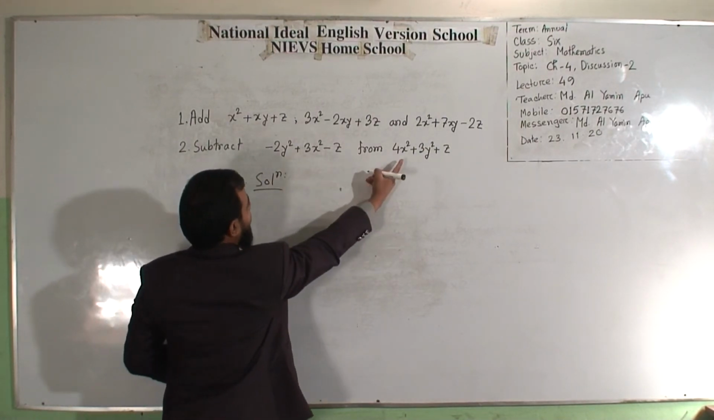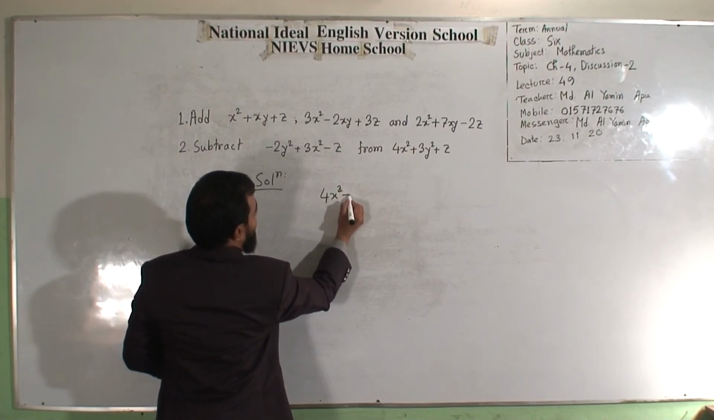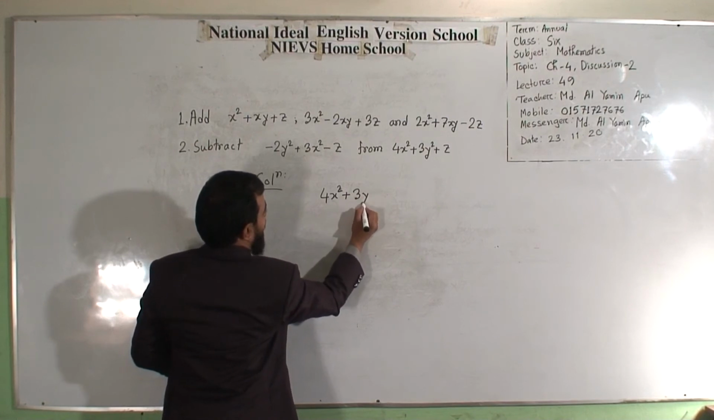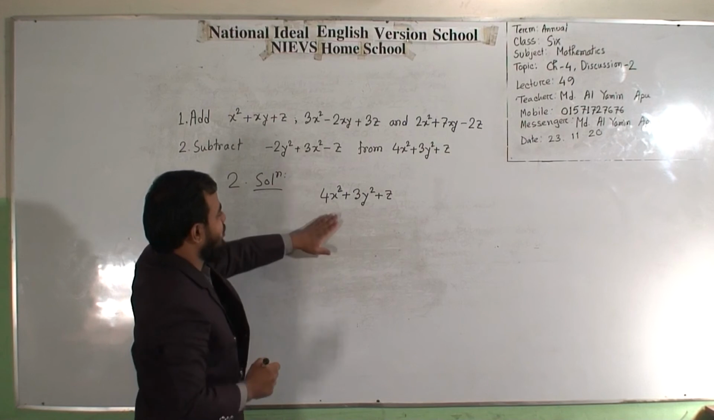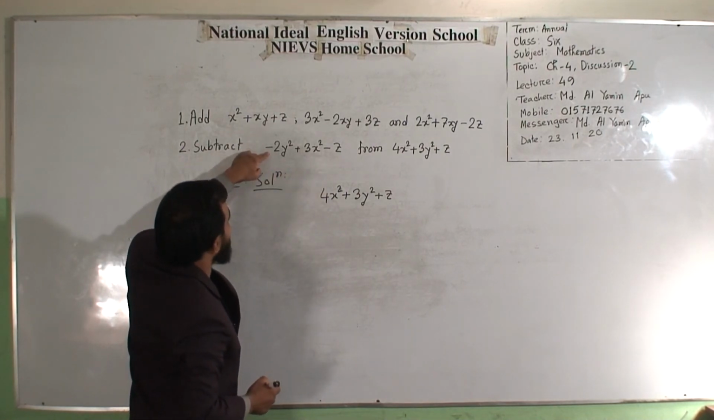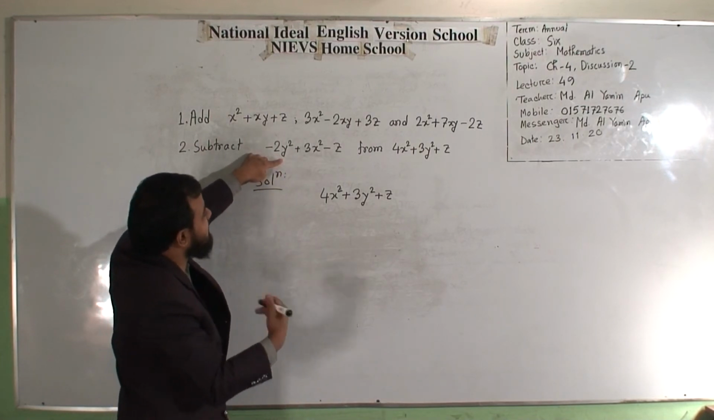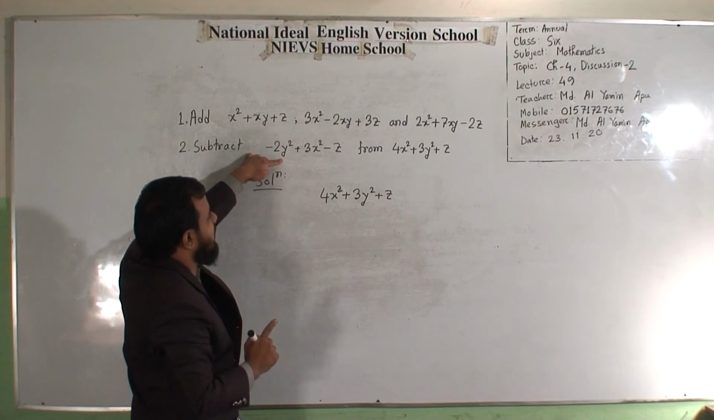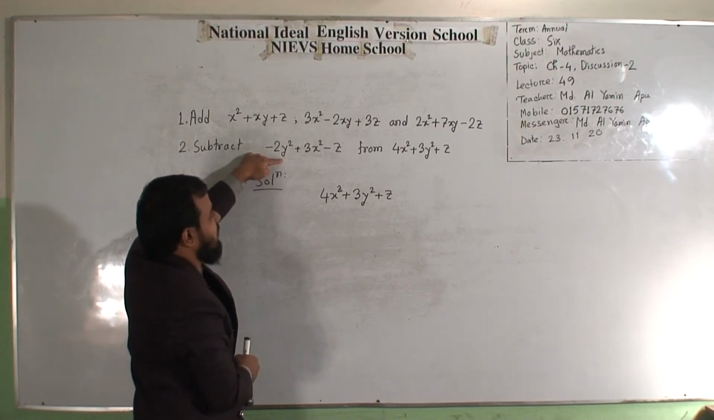So we have to write down the second expression first: 4x square plus thrice y square plus z. From this expression we need to subtract this expression. Okay, the first expression is minus twice y square. Now again we have to arrange this one, because when we subtract or when we add we need to arrange this first in the same column, the similar terms.